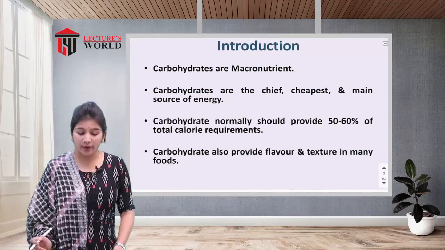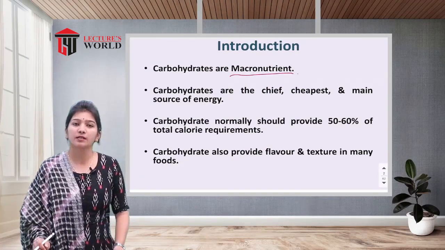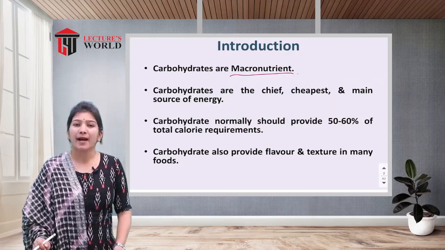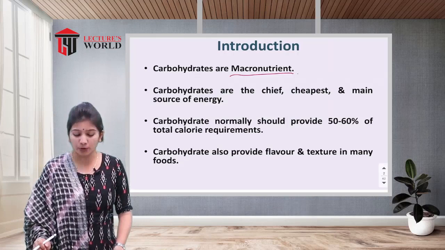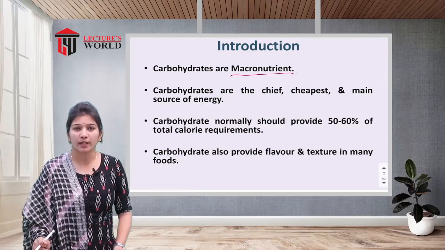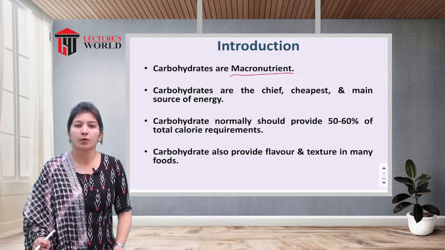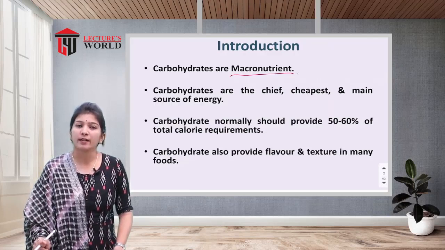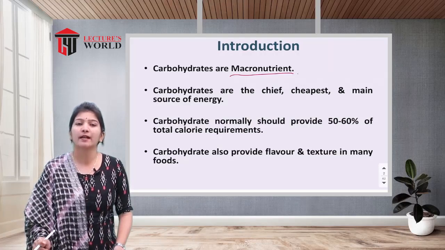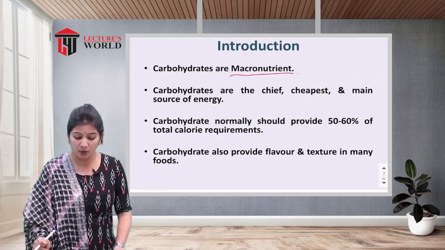So carbohydrates are macronutrients. As we have discussed, there are two types of nutrients in nutrition: micronutrients and macronutrients. Carbohydrate is one of the macronutrients. Macronutrients include carbohydrates, proteins and fats, whereas micronutrients include vitamins and minerals.